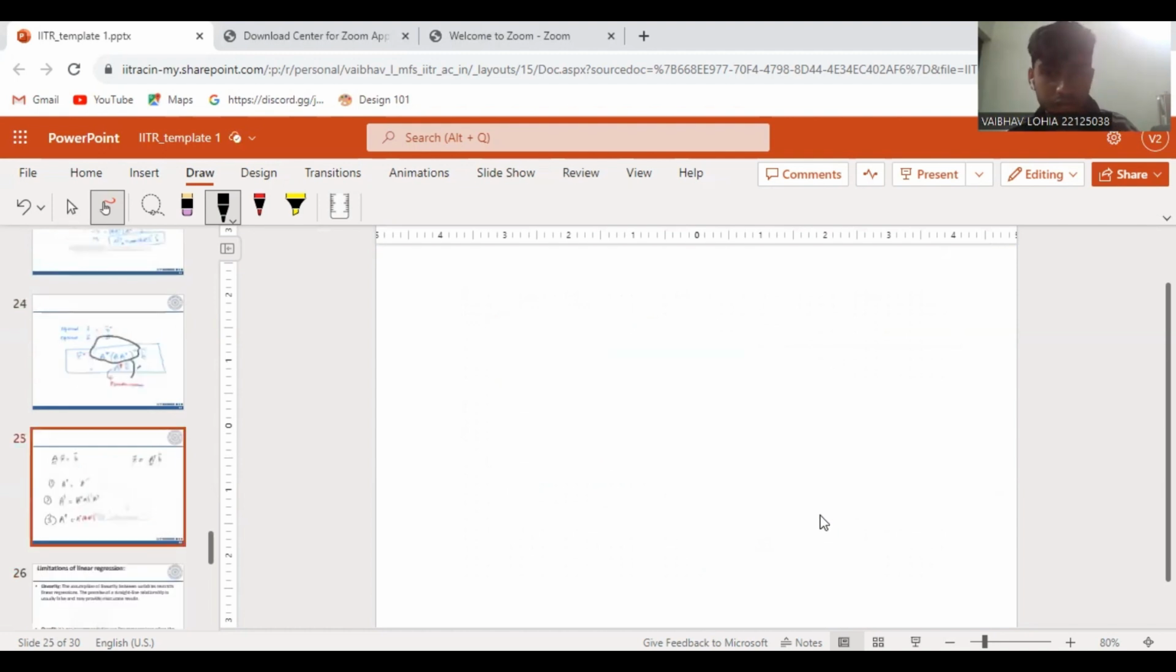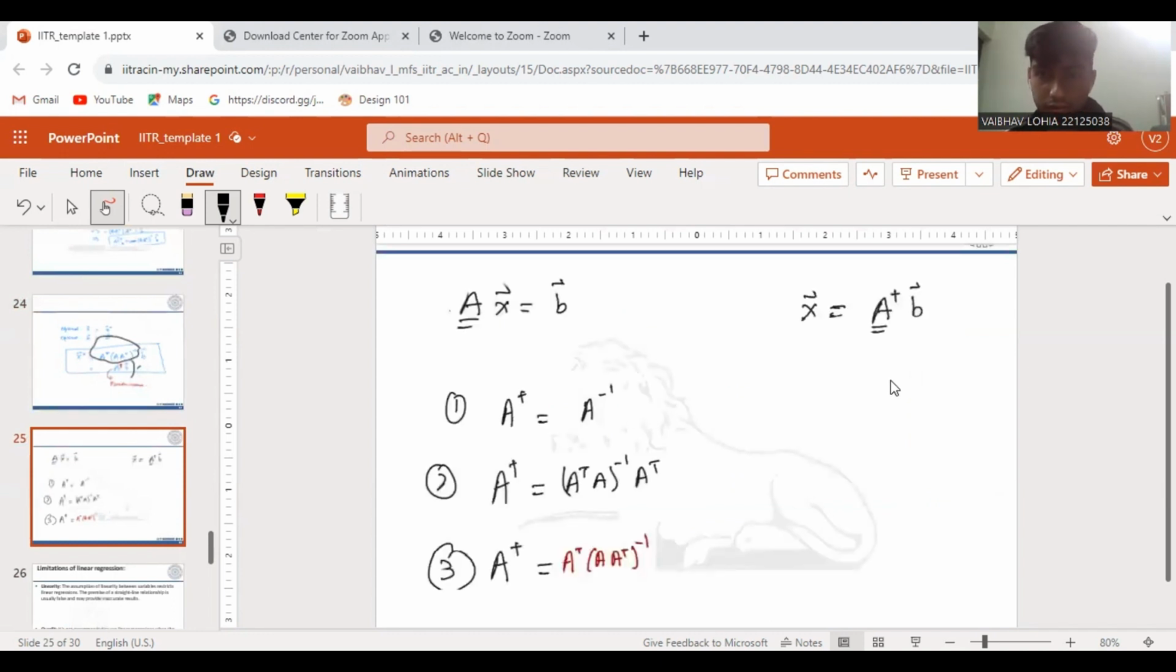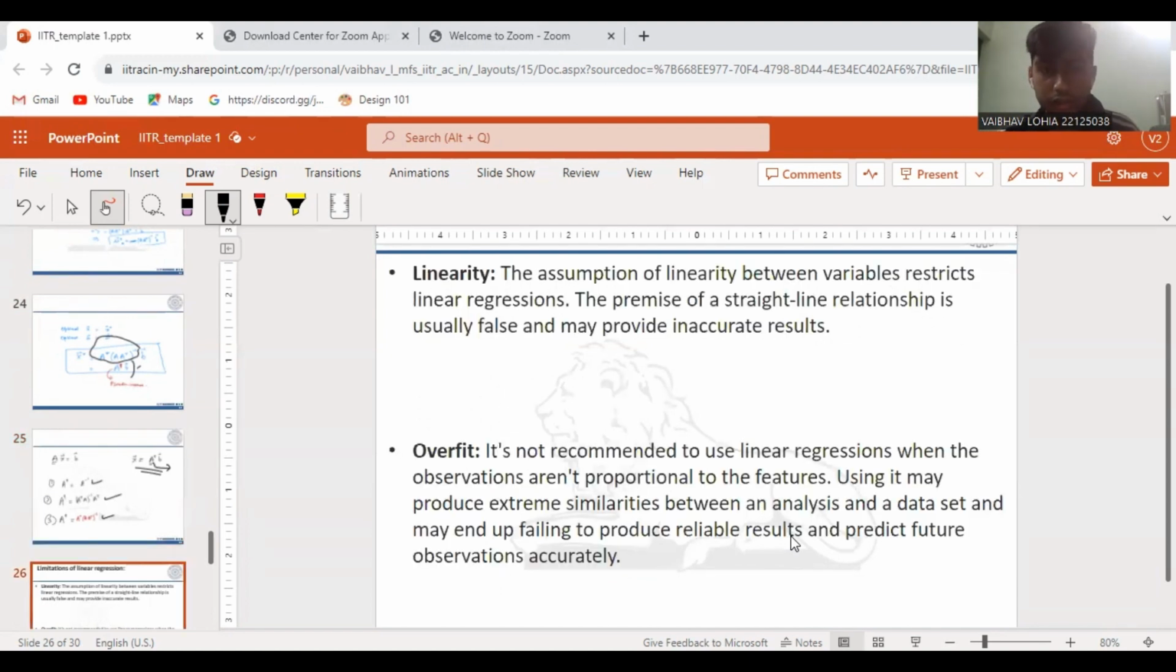So summarizing what I've taught, this is the main function, this is the pseudo inverse. The pseudo inverse for a determined system is simply equal to A inverse. For an overdetermined system it is equal to (A transpose A) inverse into A transpose. For underdetermined systems, we get A transpose into (A A transpose) inverse. So this was the whole of linear regression. Now let's talk about the limitations of linear regression.